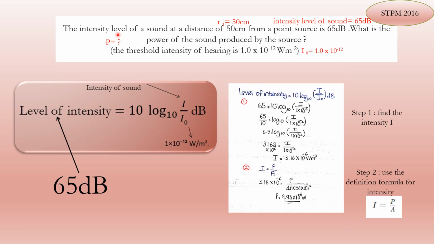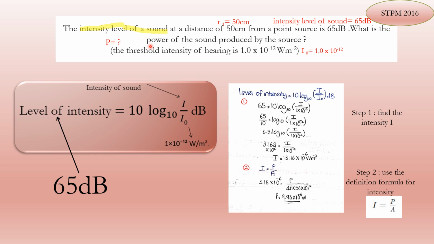Let's look at this question which came out in STPM 2016. Now, the intensity level of a sound. Be careful with this word. It says the intensity level of a sound, that means it's a comparison, at a distance of 50 cm. That means R1 is 50 cm from a point source. See, it's a point source. Is 65 decibel. 65 decibel is the intensity level of sound.